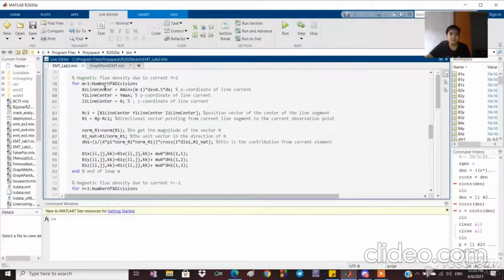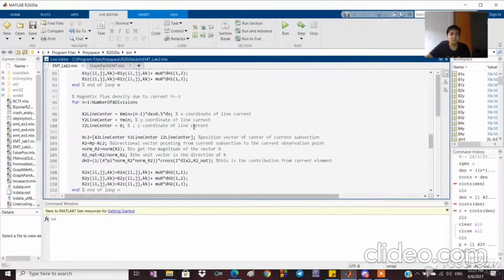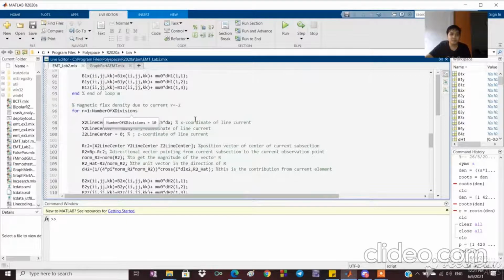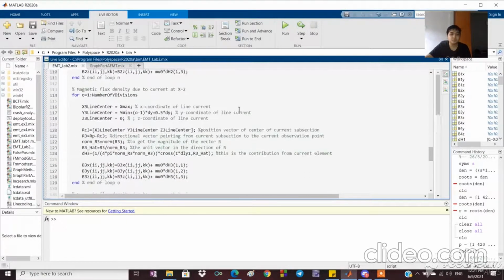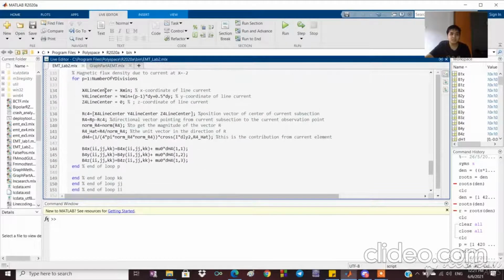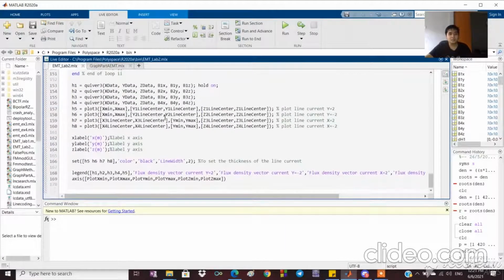Starting from here, this is the looping code to make the magnetic flux density vectors. For m equals -1, m equals 1 until the number of x divisions, this is to make the magnetic flux density at current y equals 2. Then here is the looping code for the magnetic flux density at current y equals -2. This is the magnetic flux density at current x equals 2. And the last one here is the looping code for the magnetic flux density at current x equals -2. From there we plot the magnetic flux density and plot the current lines in 3D view.